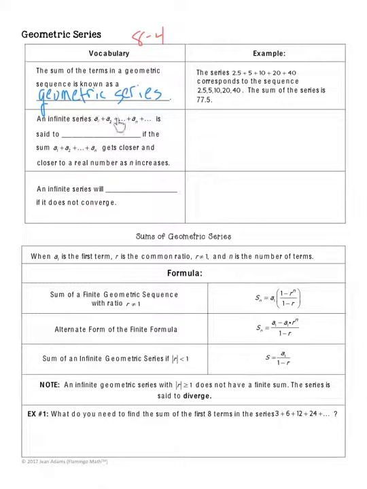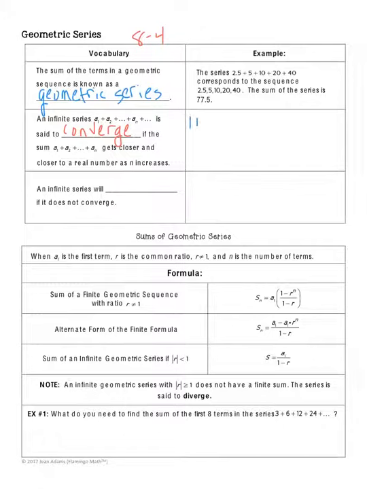An infinite series such as this, where you've got first term, second term, however many terms, and then a dot, dot, dot at the end, is said to converge, and we'll talk more about convergence versus divergence later, if the sum gets closer and closer to a real number as you increase the position number in the sequence. So for instance, what if we had the following series?